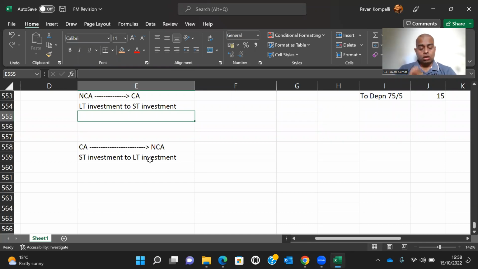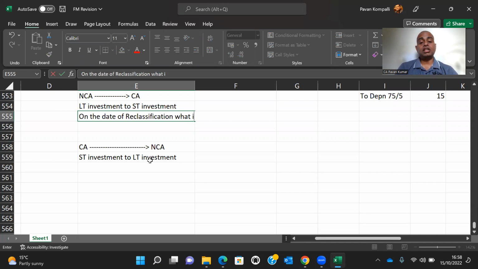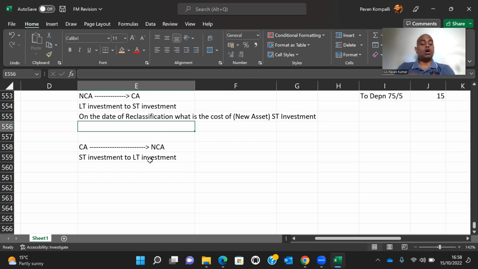So what is the rule on the date of reclassification? On the date of reclassification, what is the cost of new asset? What is new asset? New asset is short-term investment here. On the date of reclassification, what is the cost of new asset? What is new asset here? Old asset is long-term investment.